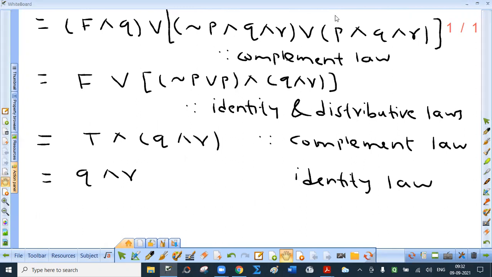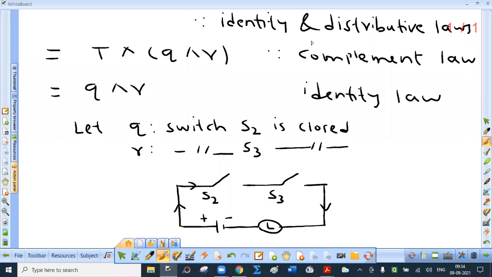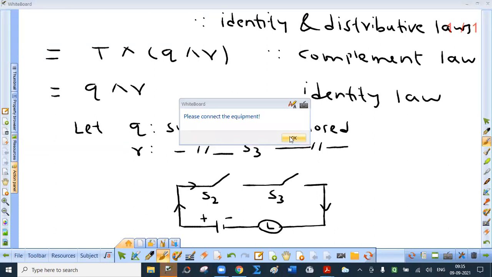So this is the simplified expression. Now we say that let Q stand for switch S2 is closed, R stand for switch S3 is closed. You may say S1 and S2 instead of S2 and S3, but generally when P, Q, R are given, we denote them by S1, S2, S3. So these two switches are in series. So this is the switching circuit.